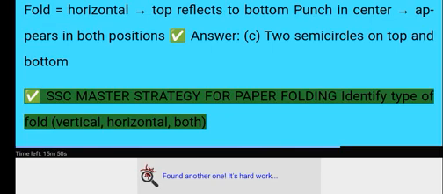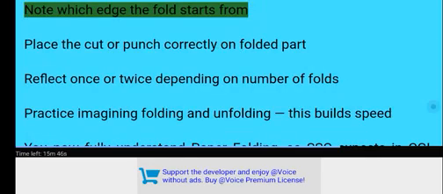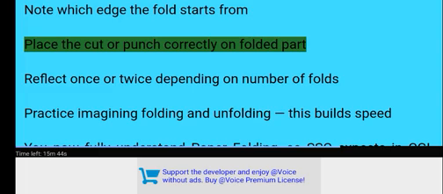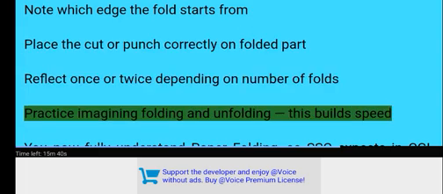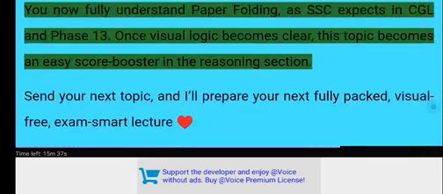SSC master strategy for paper folding. Identify the type of fold: vertical, horizontal, or both. Know which edge the fold starts from. Place the cut or punch directly on the folded part. Reflect once or twice depending on the number of folds. Practice imagining folding and unfolding. This builds speed. You now fully understand paper folding, as SSC expects in CGL Phase 13. Once visual logic becomes clear, this topic becomes an easy score booster in the reasoning section.